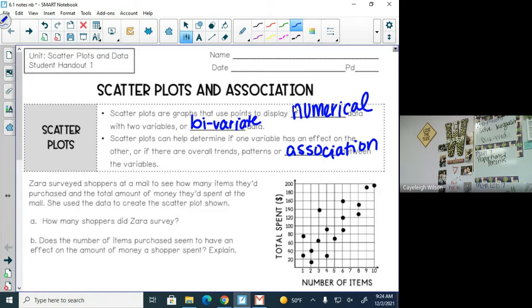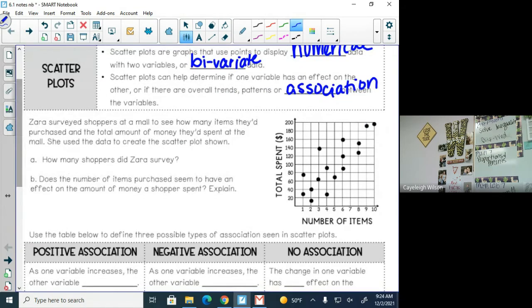Count them. Count the dots. Because every single dot on that scatter plot represents somebody that she surveyed. So like, this person bought 2 items and spent about $18. This person bought 1 item and spent about $40 or $35. So you can look at it and tell what they bought and how much they spent. And there are 1, 2, 3, 4, 5, 6, 7, 8, 9, 10, 11, 12, 13, 14, 15, 16 dots. So that means that she surveyed 16 shoppers.